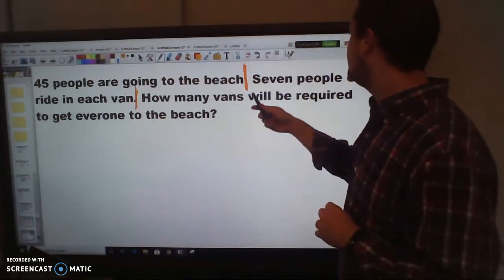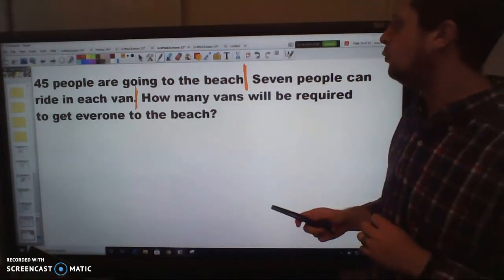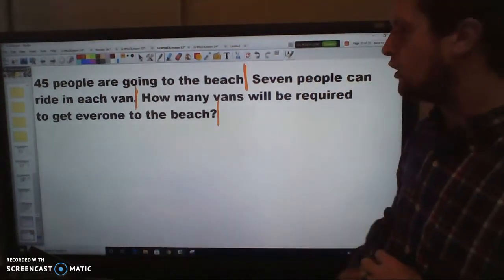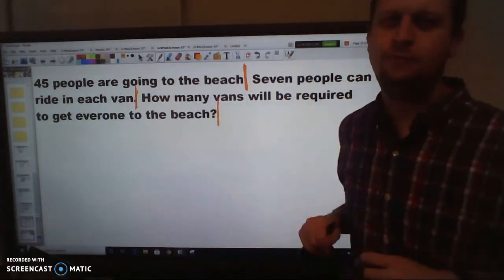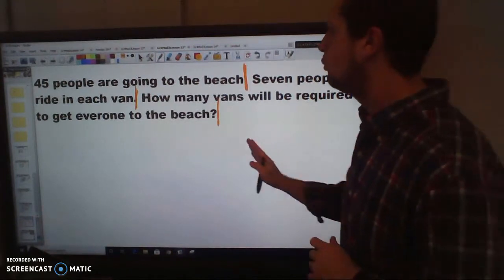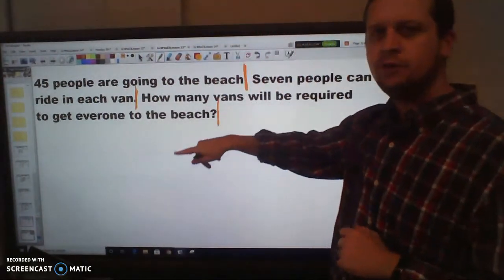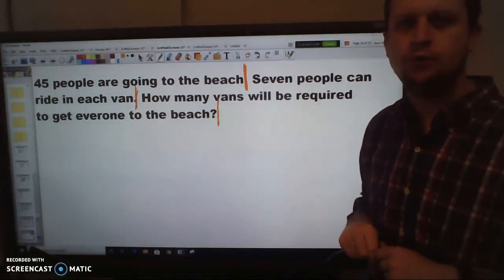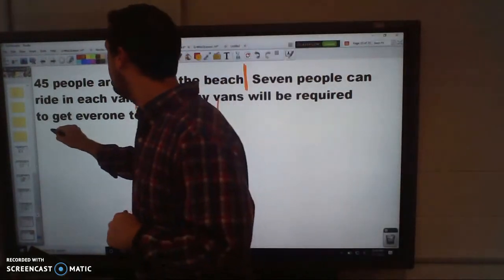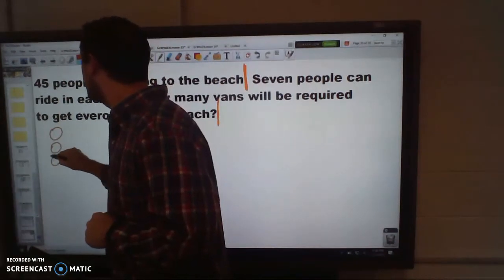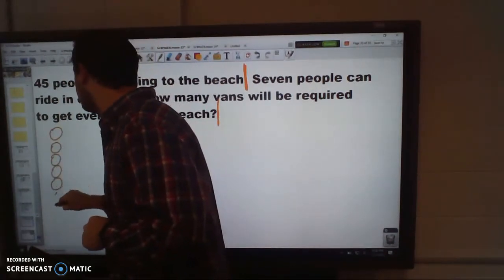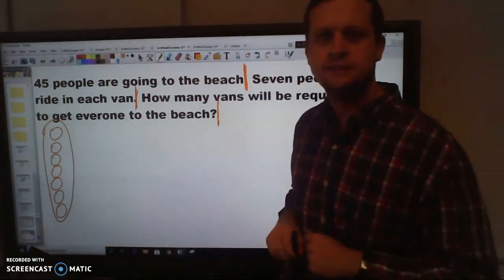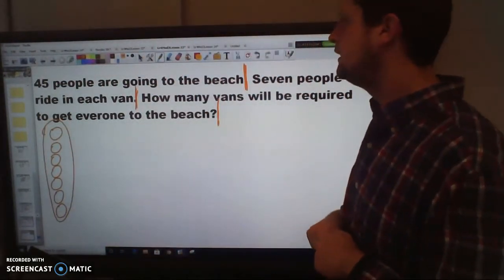How many vans will be required to get everyone to the beach? So we're trying to see how many vans we're going to have to take to get those 45 people to the beach. So I'm going to start way over here. I'm going to put them in groups of 7 because that's how many are able to go in each van. So I have 1, 2, 3, 4, 5, 6, 7. There's one van with 7 people in it.